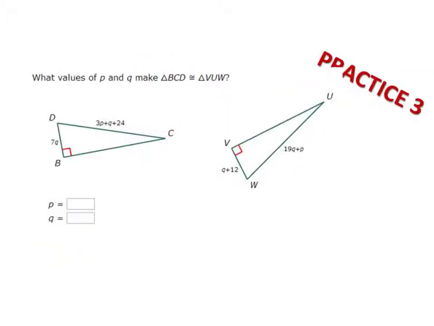Your final practice problem says what values of P and Q make these two right triangles congruent. Remember, go back to the previous problem if you aren't sure how to do it, and watch how I do it again.